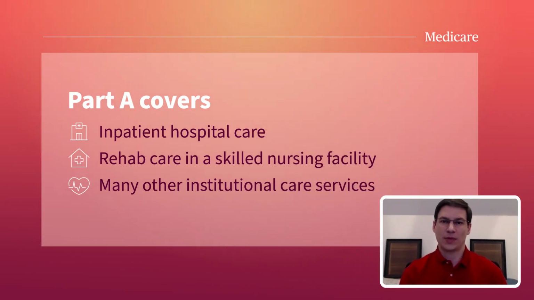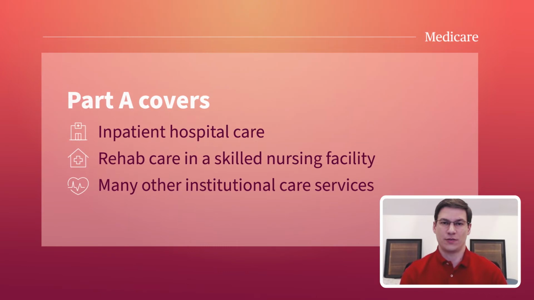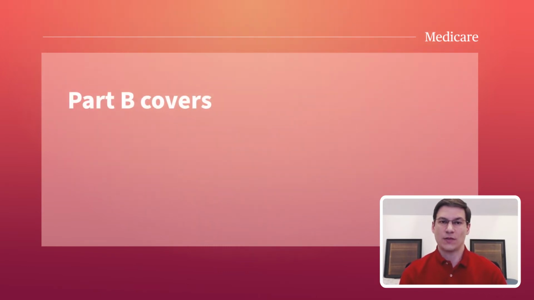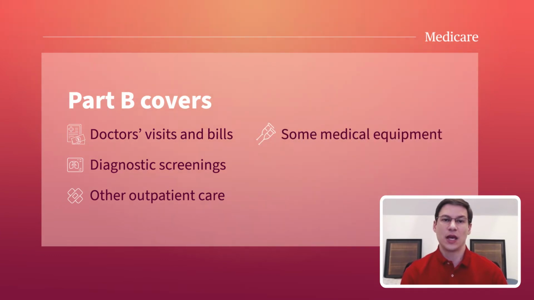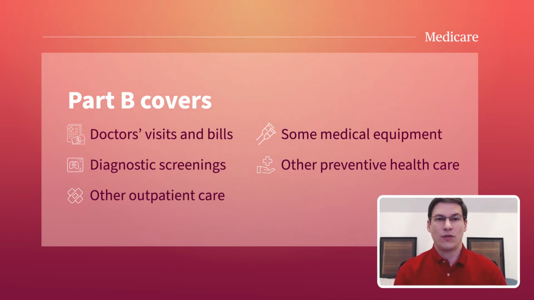Part A covers inpatient hospital care, rehab care in a skilled nursing facility, and many other institutional care services. Part B covers doctor's visits, doctor's bills, diagnostic screenings like mammograms and prostate exams, and other outpatient care like ambulance services, some medical equipment, and other preventative health care aimed at keeping you from getting sick. For example, this includes care in the emergency department and observation services.